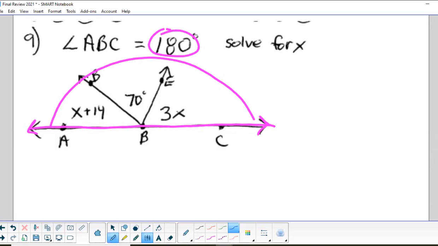Let's see. So we have x plus 14. Then you have 70. And then you have 3x. It all equals 180. See if you can figure that out on your own. See if you can try that. I think I've been going too fast for you guys. Have I been going too fast for you? No?